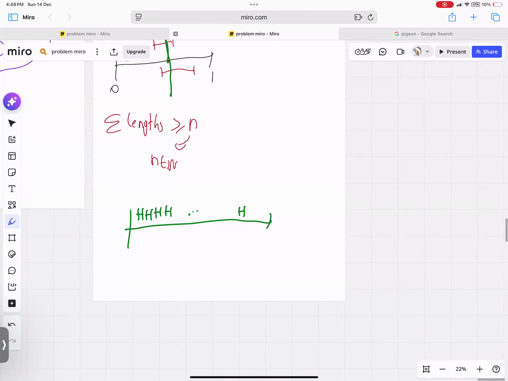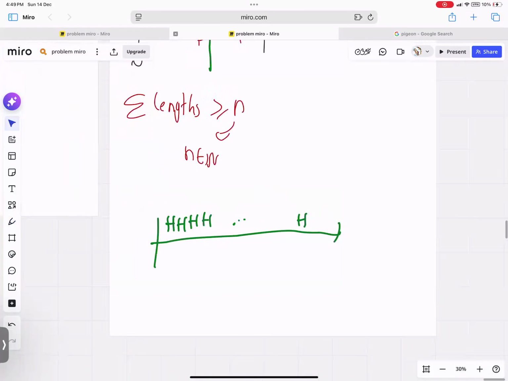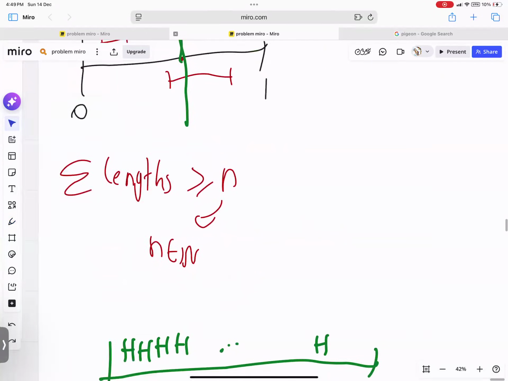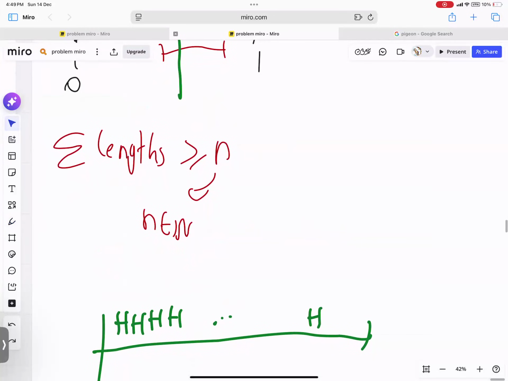Oh, if I get your idea, for anyone who asked for an explanation: we have in the segment 0 to 1 some segments such that the total sum of lengths is at least n, where n is a natural number. Show that there is some point in at least n segments. But you're giving a very circular proof. You're saying assume for the sake of contradiction that everything is in at most n minus 1 segments. But why does this imply that the sum of lengths is at most n minus 1? That is the question I'm trying to ask you.